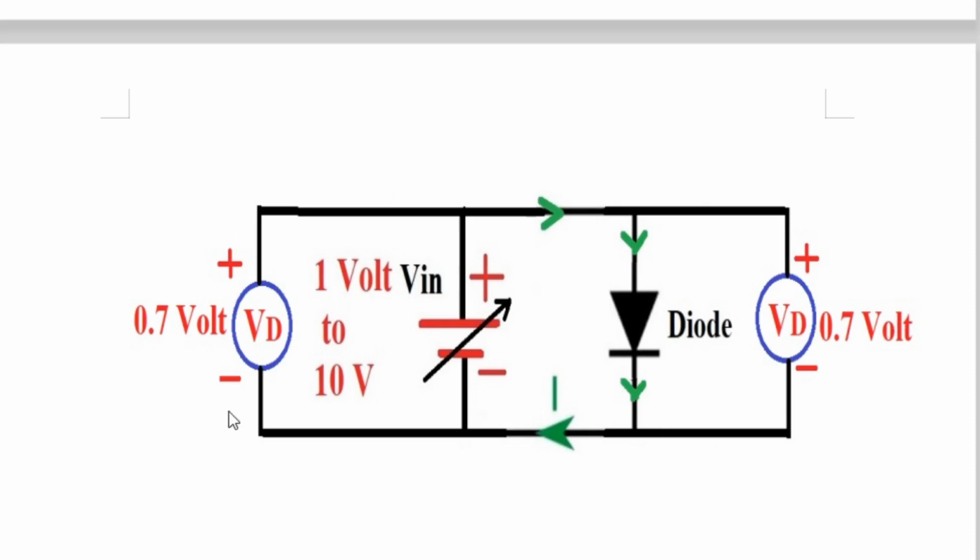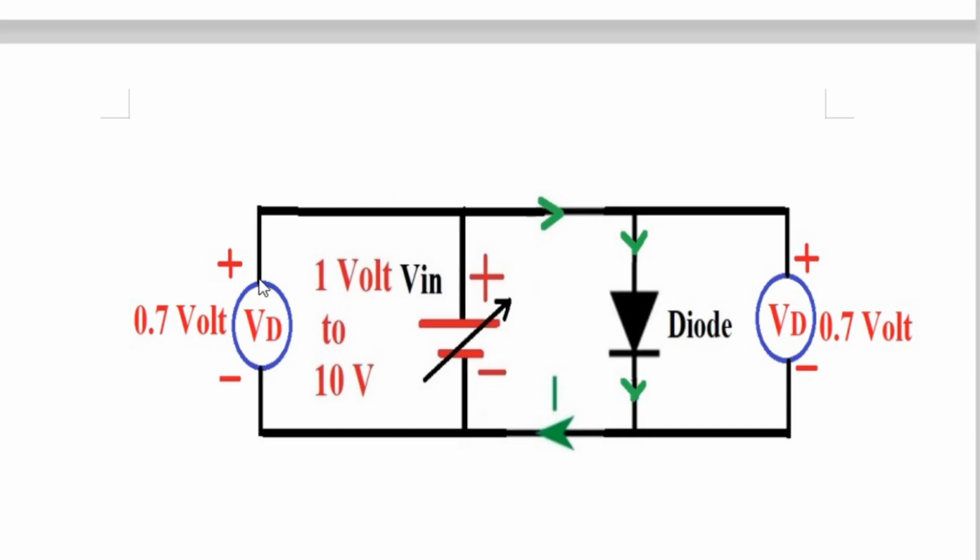Look at the left hand side. Again, the same thing. This left hand side voltmeter is connected to the battery: positive of the voltmeter to the positive of the battery, negative of the voltmeter to the negative of the battery. But this voltmeter is not measuring 1 volt to 10 volt. It is measuring 0.7 volt only. So what is the problem?